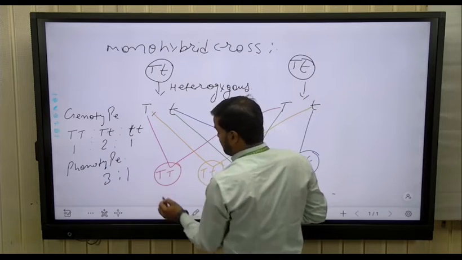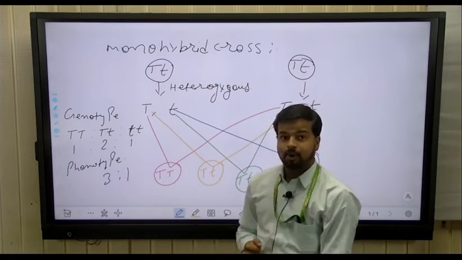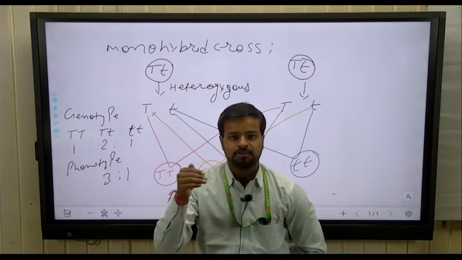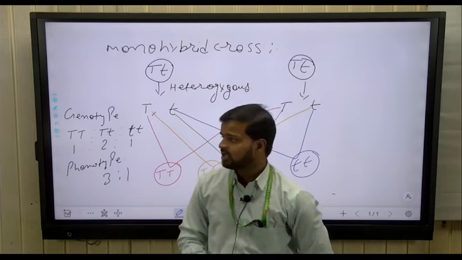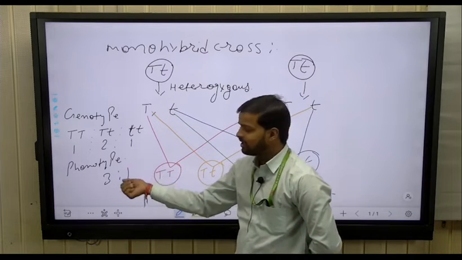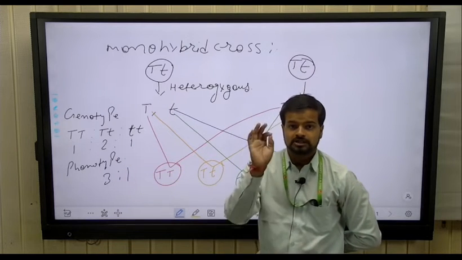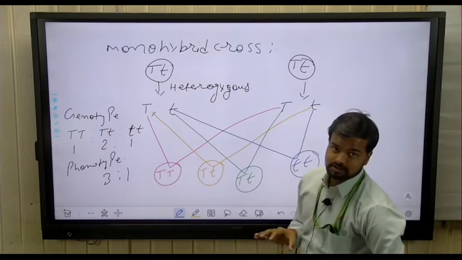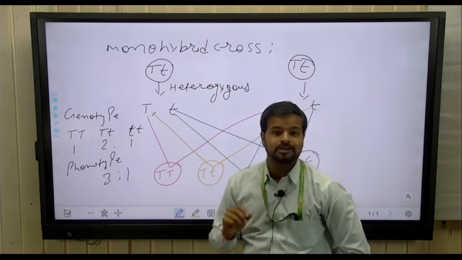Students, remember this point. In monohybrid cross, different ratios are found, a genotypic and a phenotypic ratio. That means the genotypic ratio is 1:2:1, and the phenotypic ratio is 3:1. This is the simple cross according to Mendel's law.